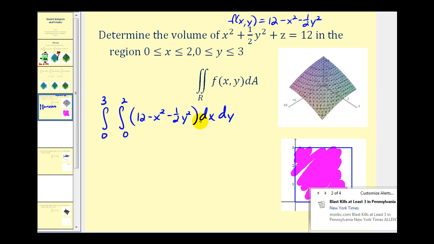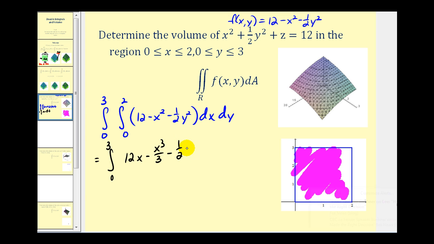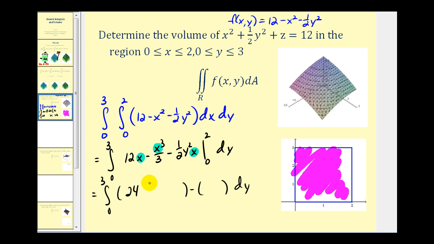So we'll first integrate with respect to x, treating y as a constant. So we'll have 12x minus x to the third over 3 minus 1/2 y squared x. Remember, y is a constant. We'll evaluate this at the limits of integration, and then we'll integrate with respect to y. And because we integrate with respect to x, we're going to replace x with 2 and 0. So when x is 2, this will be 24 minus 8/3 minus y squared. And when x is 0, each of these terms will be 0.